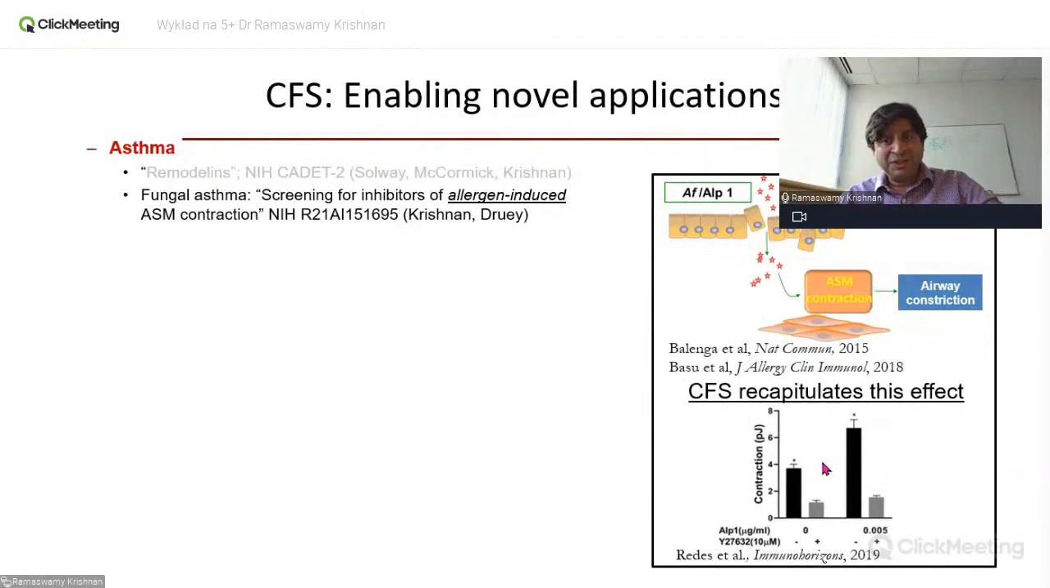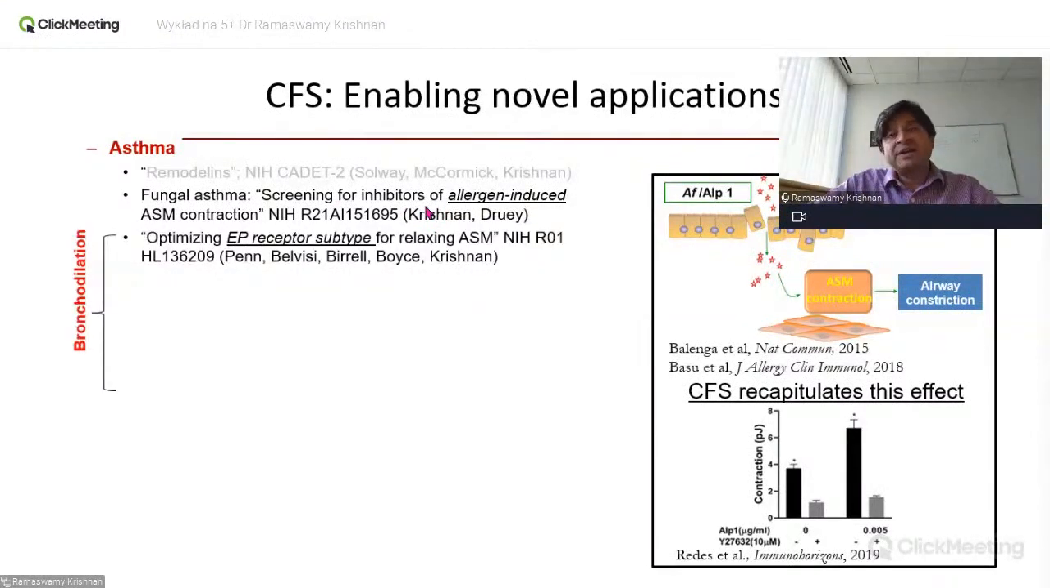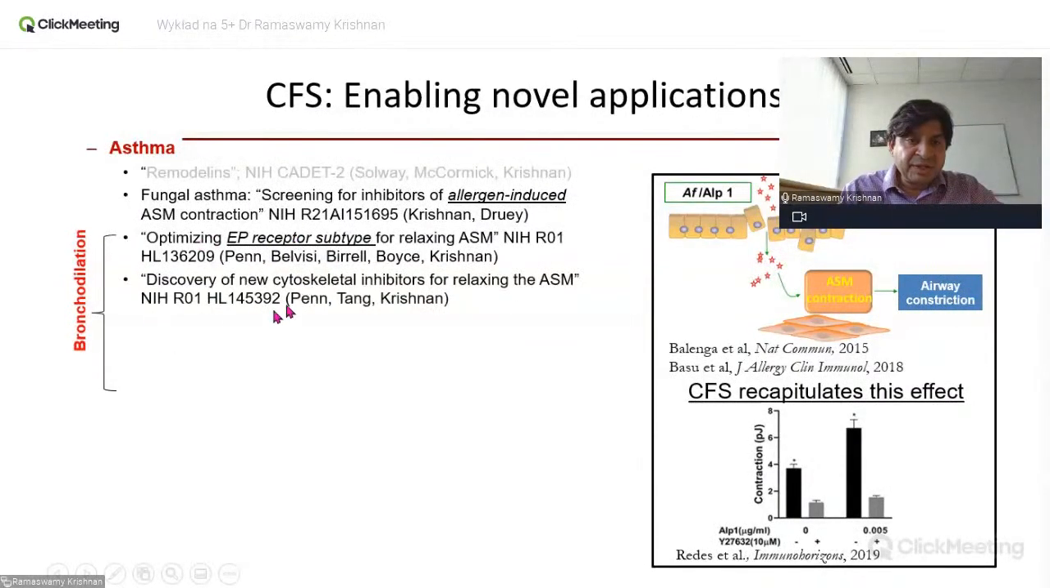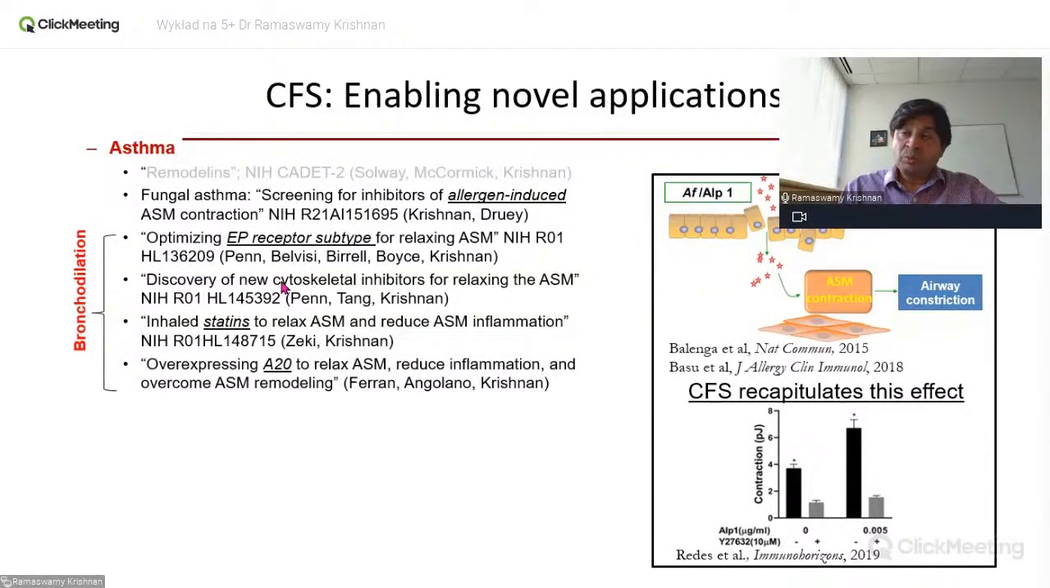So now, given these positive data, in ongoing studies, we are using this assay to screen for new and novel inhibitors of allergen-induced muscle contraction in the setting of fungal asthma. We're also using this assay for other bronchodilation drug discovery studies. In one case, we're focused on G-protein coupled receptors, and we're looking at it to optimize compounds that target the receptor. In another study, we're looking at targeting the actin cytoskeleton as a means to bring about bronchodilation. We're also looking at more broad pathways in cells, for example, targeting the mevalonate pathway using statins as a means to induce bronchodilation, or targeting the NF-kappaB inhibitory pathway called A20 as a means to cause dilation.